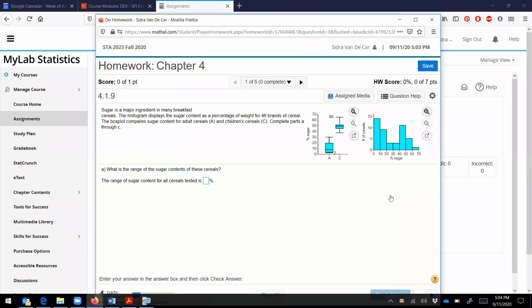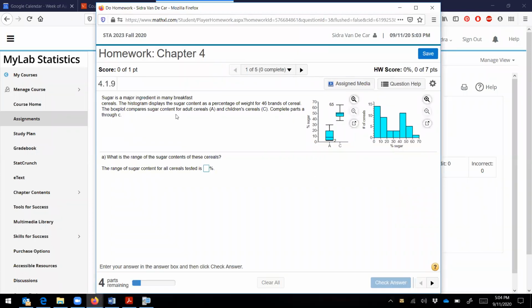All right, so for our first question. Sugar is a major ingredient in many breakfast cereals. The histogram displays sugar content as a percentage of weight for 46 brands of cereal. The box plot compares sugar content for adult cereals and children's cereals. Complete parts A through C. What is the range of the sugar contents of these cereals? Let's look at this.